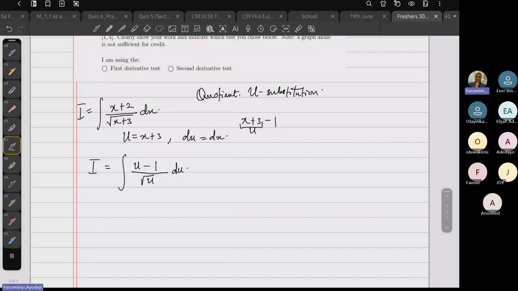If you cannot think of it that way, if u is equal to x plus 3, then x is equal to u minus 3. So if x is equal to u minus 3, then x plus 2 will be u minus 3 plus 2, which is u minus 1. In both cases, we land on u minus 1. Any question about that?